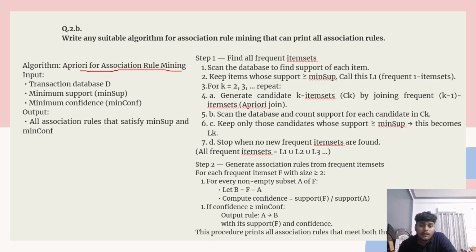Then for every non-empty subset A, let B be equal to F minus A. Compute confidence is equal to support F upon support A. If confidence is greater than or equal to min-conf, output the rule A to B with its support F and confidence. This procedure prints all the association rules that meet both thresholds for rule mining.